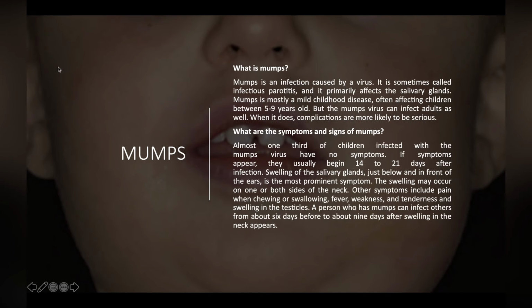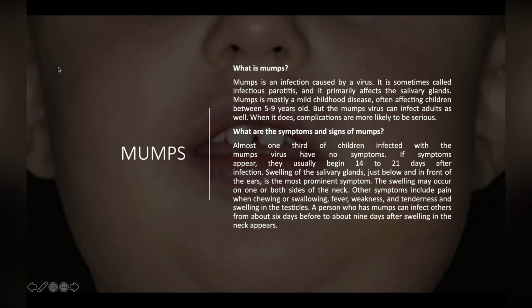What are the signs and symptoms of mumps? Almost one-third of the children infected with mumps virus have no symptoms. If symptoms appear, they usually begin 14 to 21 days after infection. Swelling of the salivary glands just below and in front of the ears is the most prominent symptom. The swelling may occur on one or both sides of the neck. Other symptoms include pain when swallowing, fever, weakness and tenderness, and swelling in the testicles may also be a symptom.